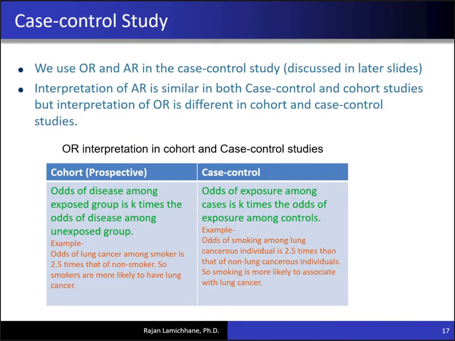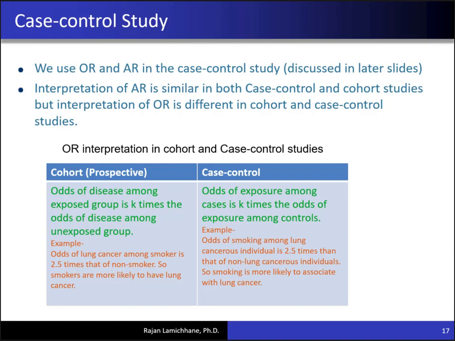In case control study, we use odds ratio and attributable risk, and we cannot use relative risk, as relative risk cannot be used in retrospective studies, and all case control studies are retrospective studies. Interpretation of attributable risk is very similar whether it's a case control study or cohort study, whether it's a retrospective or prospective study, but the interpretation of odds ratio is different in case control and cohort study. It's because in a cohort study, we start with the exposure cohort and then we look at the disease status.